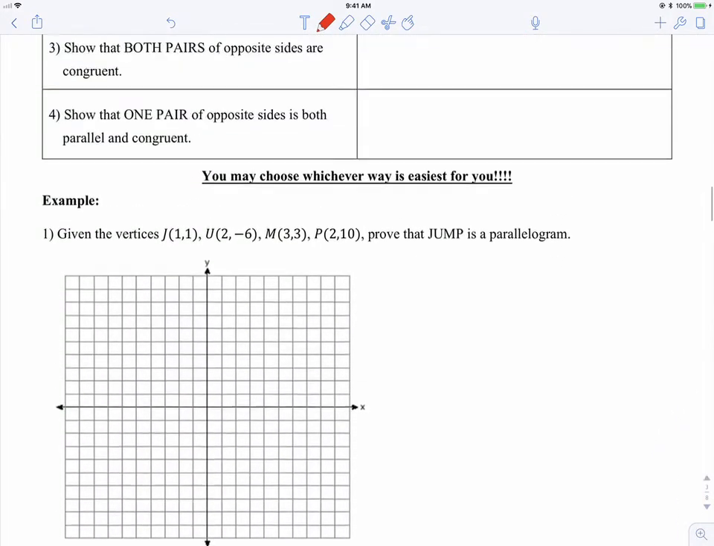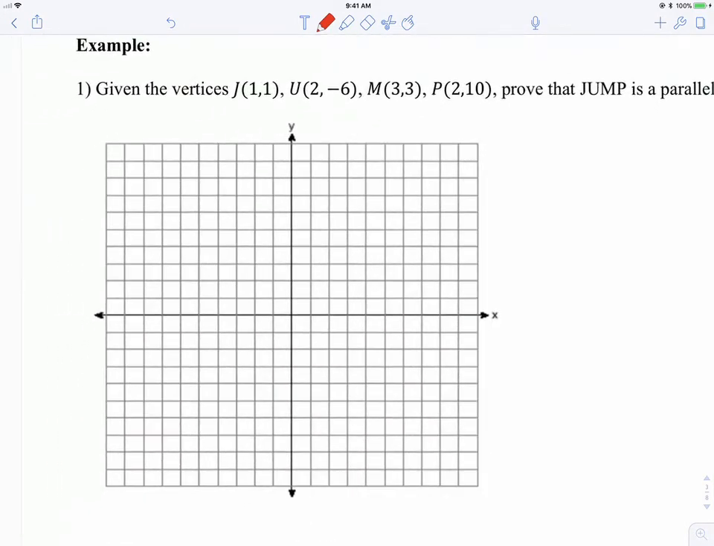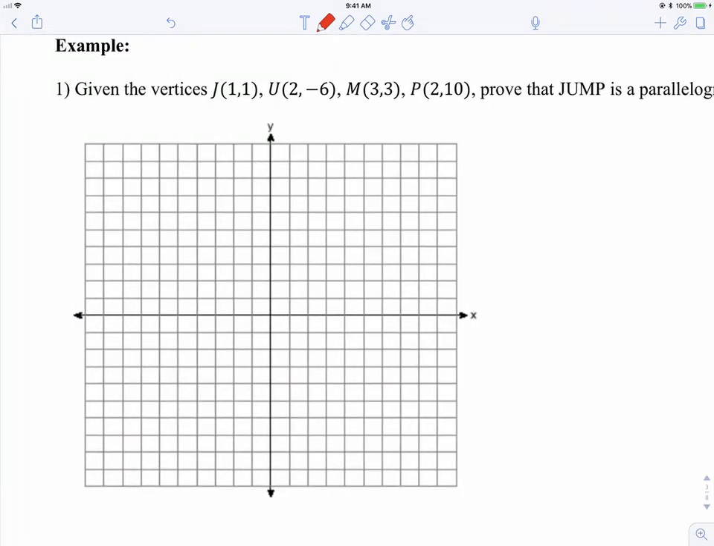So let's look at this. There are other ways to do it based on properties, but we're going to stick to the definition in the video. Given the vertices, let's graph it first. 1, 1 is J. 2, -6 is U. 3, 3 is M. And 2, 10 is P.